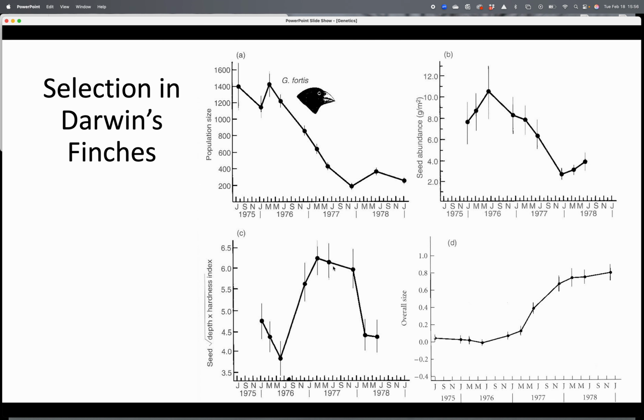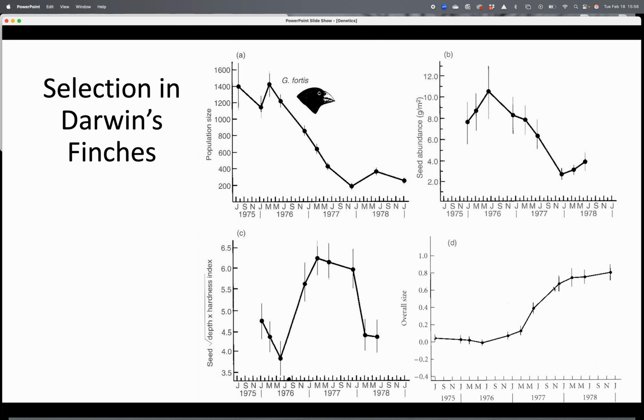which means only birds with the biggest, deepest, strongest beaks can survive. And as a result, this last figure in the lower right-hand side is the overall size of the beak. It starts off at a relatively small size, and you can see that at about the same time that hard seeds are the only seeds in the environment in 1977, all of a sudden the size of the beaks of the finches begins to increase, and by 1978 it's about 80% deeper and larger than it was in 1975. This is what directional selection does.